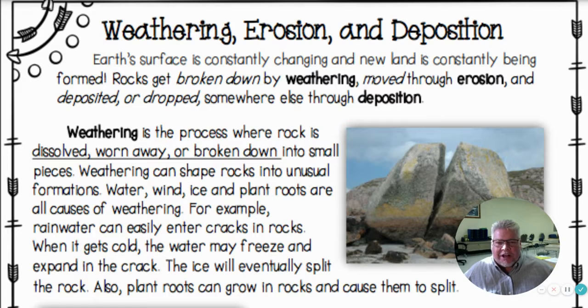Earth's surface is constantly changing and new land is constantly being formed. Rocks get broken down by weathering, moved through erosion, and deposited or dropped somewhere else through deposition. So you need to know these. These are the keywords that we'll be working with today. When rocks get broken down, that's weathering. When they get moved, that's erosion. And when they get dropped somewhere else, that's deposition.